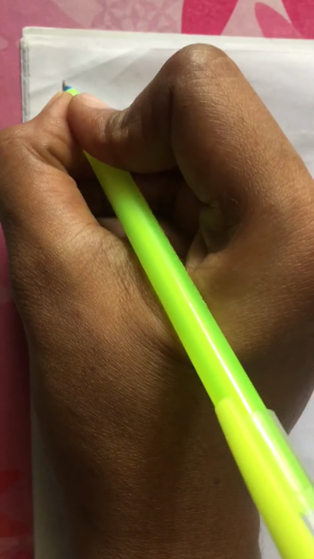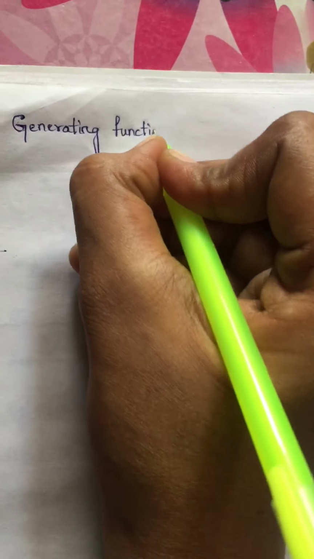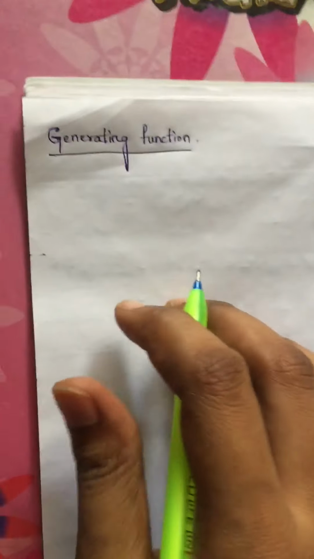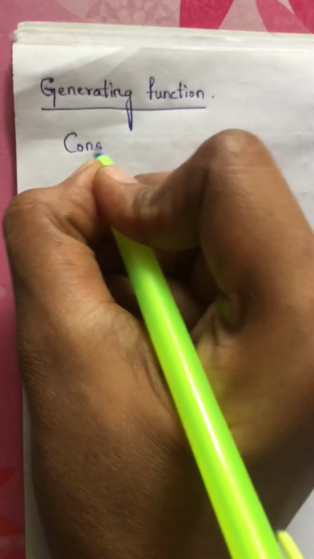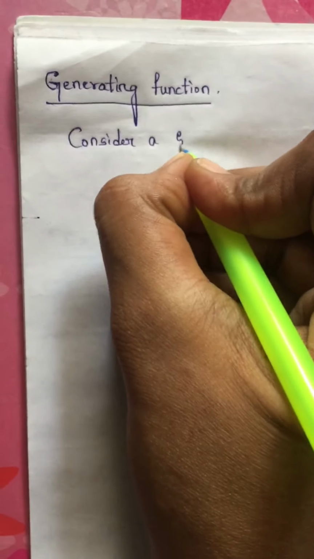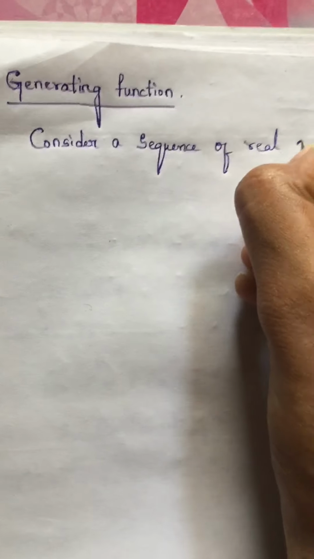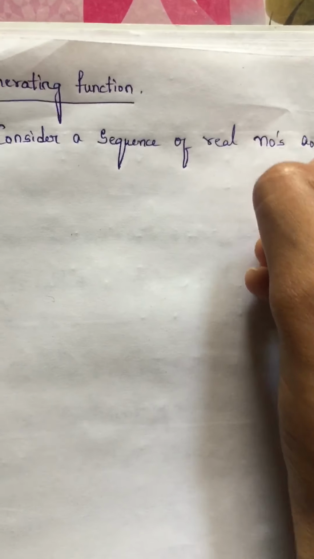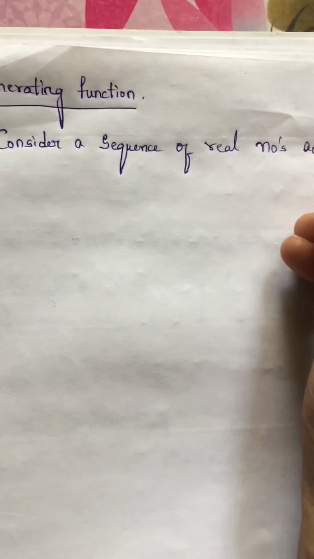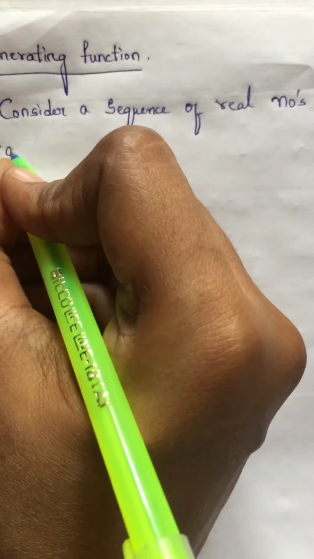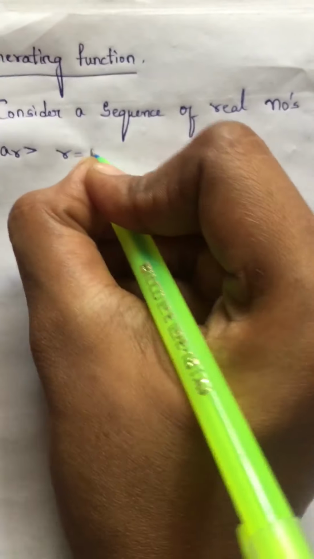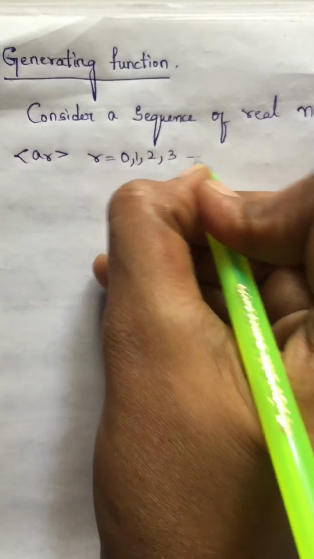Hi friends, now we are discussing the next topic, generating functions about the recurrence relation. In generating functions we consider a sequence of real numbers. Let it be a0, a1, a2, a3 and so on, and it is denoted as a suffix r, where r values are taken from 0, 1, 2, 3 and so on.